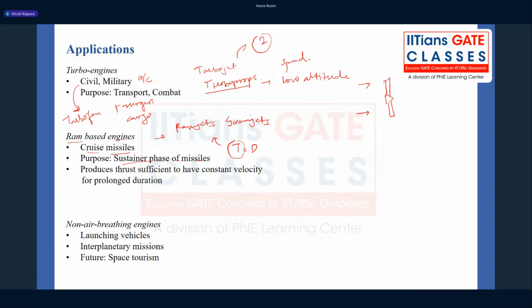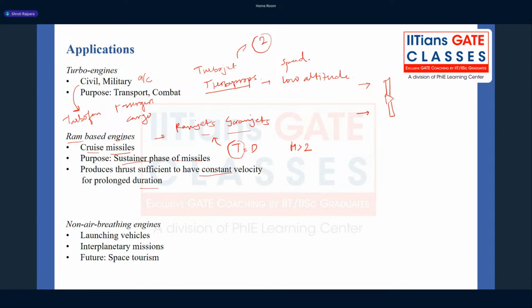So in the sustainer phase, we do not want the missile to accelerate. We want it to travel at a constant velocity. So the thrust produced will be just sufficient to have a constant velocity for a prolonged duration. In such applications, we use ram-based engines. But to have a ramjet or scramjet in working condition, we require the Mach number to be at least greater than 2. Then only it can be operated. We'll see the reason behind this limitation.